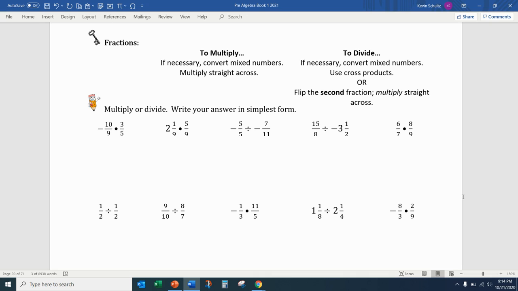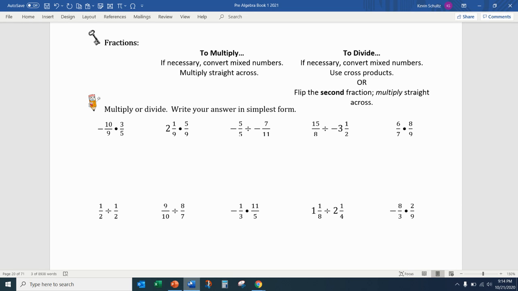We'll see it when we get to variables. We'll see it when we get to square roots. When you add and subtract, there are actually more rules that you have to follow than when you multiply and divide. And our first introduction to that is going to happen here.